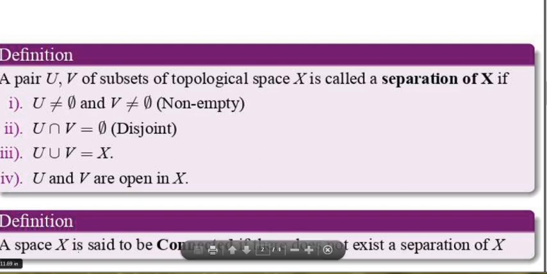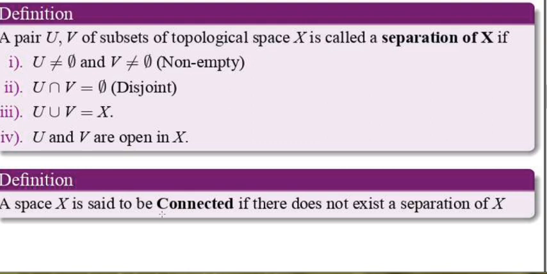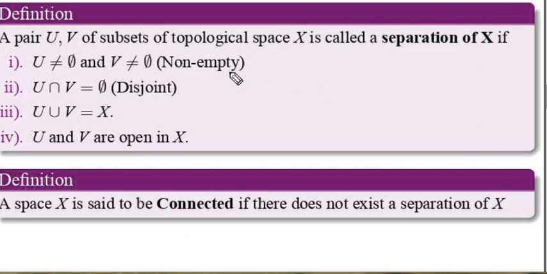The next definition: a space X is said to be connected if there does not exist a separation. If separation does not exist, it means any one of these four conditions fails. If a space X is not connected, then a separation exists. That means these four conditions are satisfied. Okay, come to the theorem.